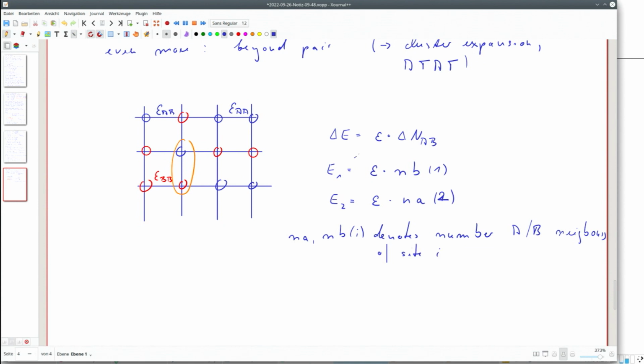So the initial energy and the final then becomes epsilon z mean minus NB1. These are very simple calculations, and this is epsilon NB of psi 2.